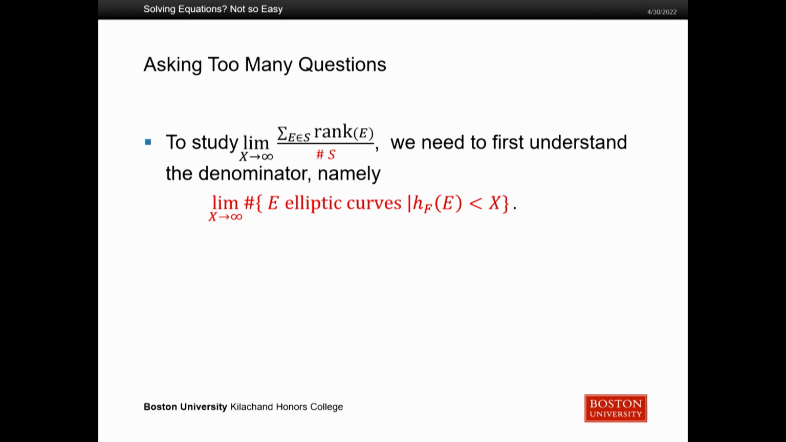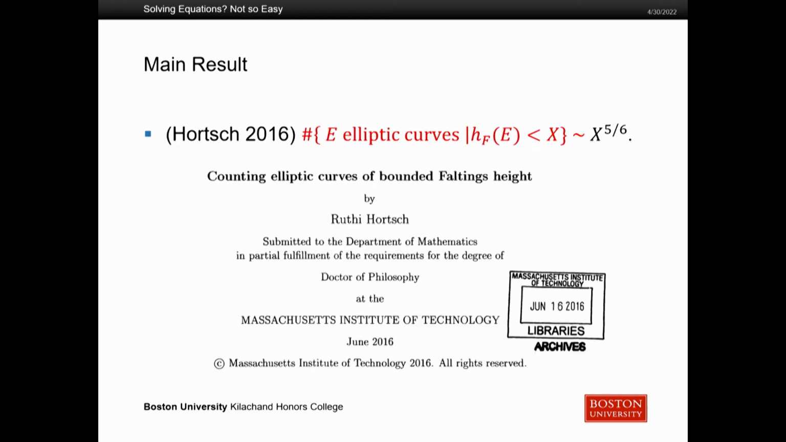So to study what the average rank is, we need to first understand the denominator, namely we need to know how many elliptic curves there are of faltings height less than x. Ruthi Hortsch proved in her PhD thesis in 2016 that this number is, for large x, about the same thing as x to the power of 5/6. So basically what that means is the number of elliptic curves of faltings height less than x is about the same as x to the power of 5/6.